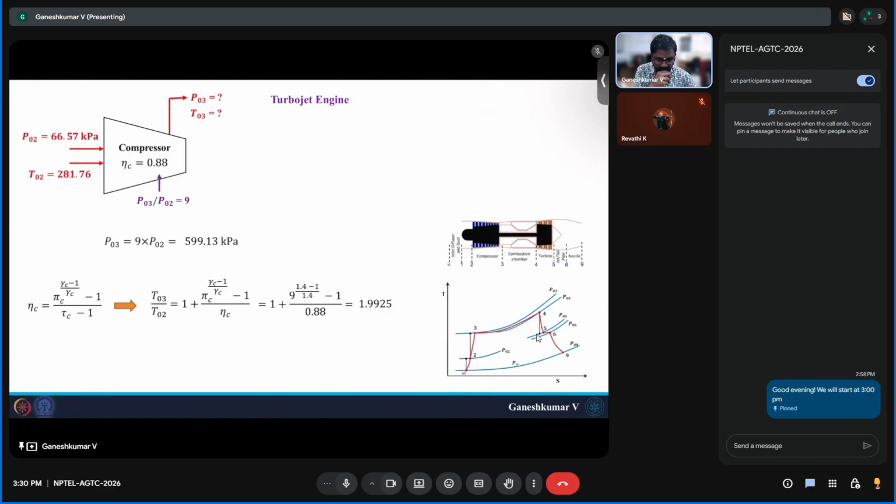Hopefully I did all the arithmetic right. Okay. So now we know T02 is 281.76 Kelvin. So if you multiply that with 1.9925, you will end up having 561.42 Kelvin. So that is the temperature rise you will get across the compressor.